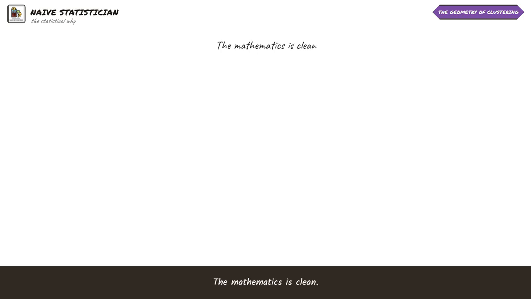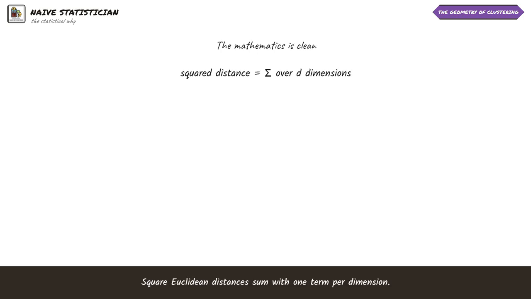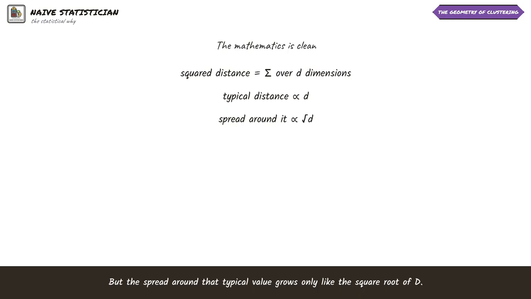The mathematics is clean. Squared Euclidean distance is a sum with one term per dimension. Pile on dimensions and that sum has more terms. So the typical distance between 2 points grows in proportion to the number of dimensions d. But the spread around that typical value grows only like the square root of d.